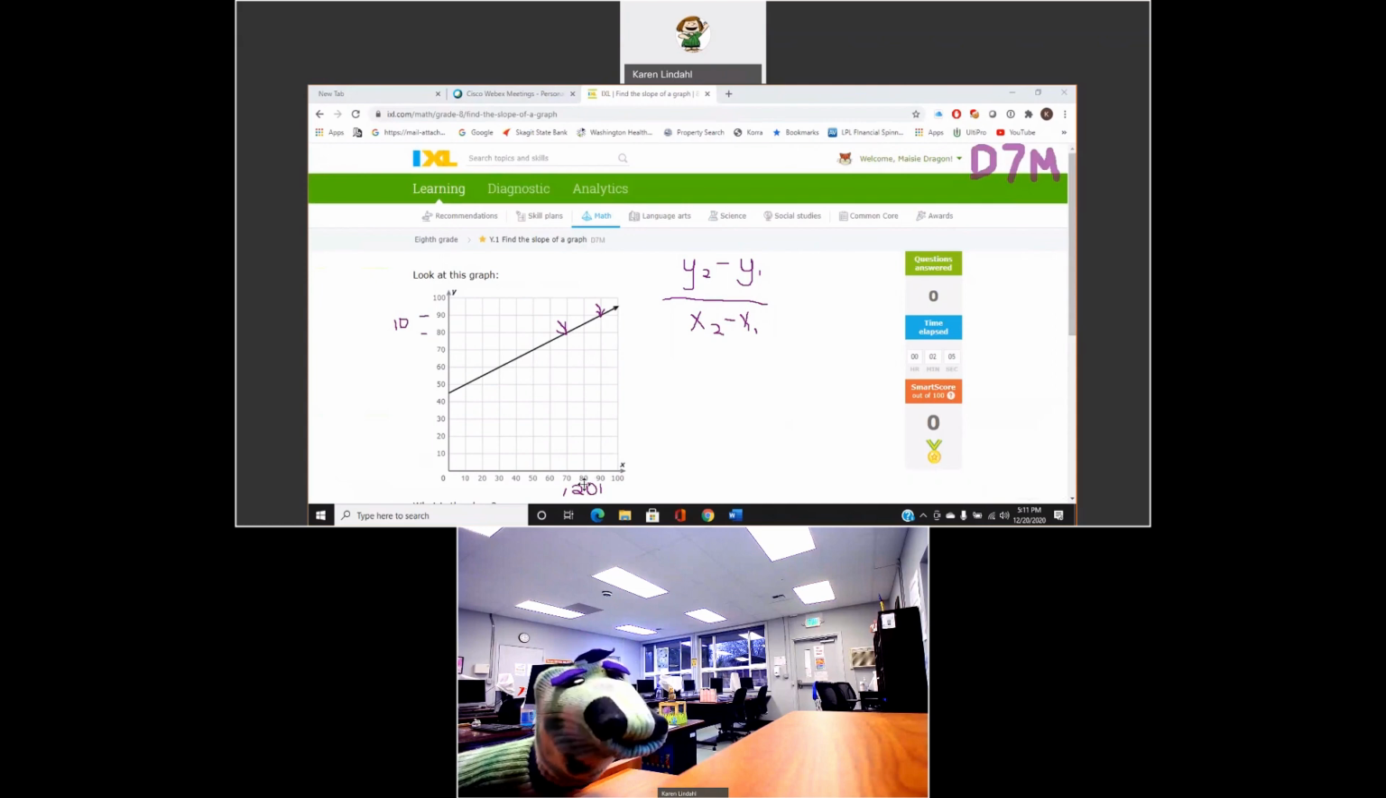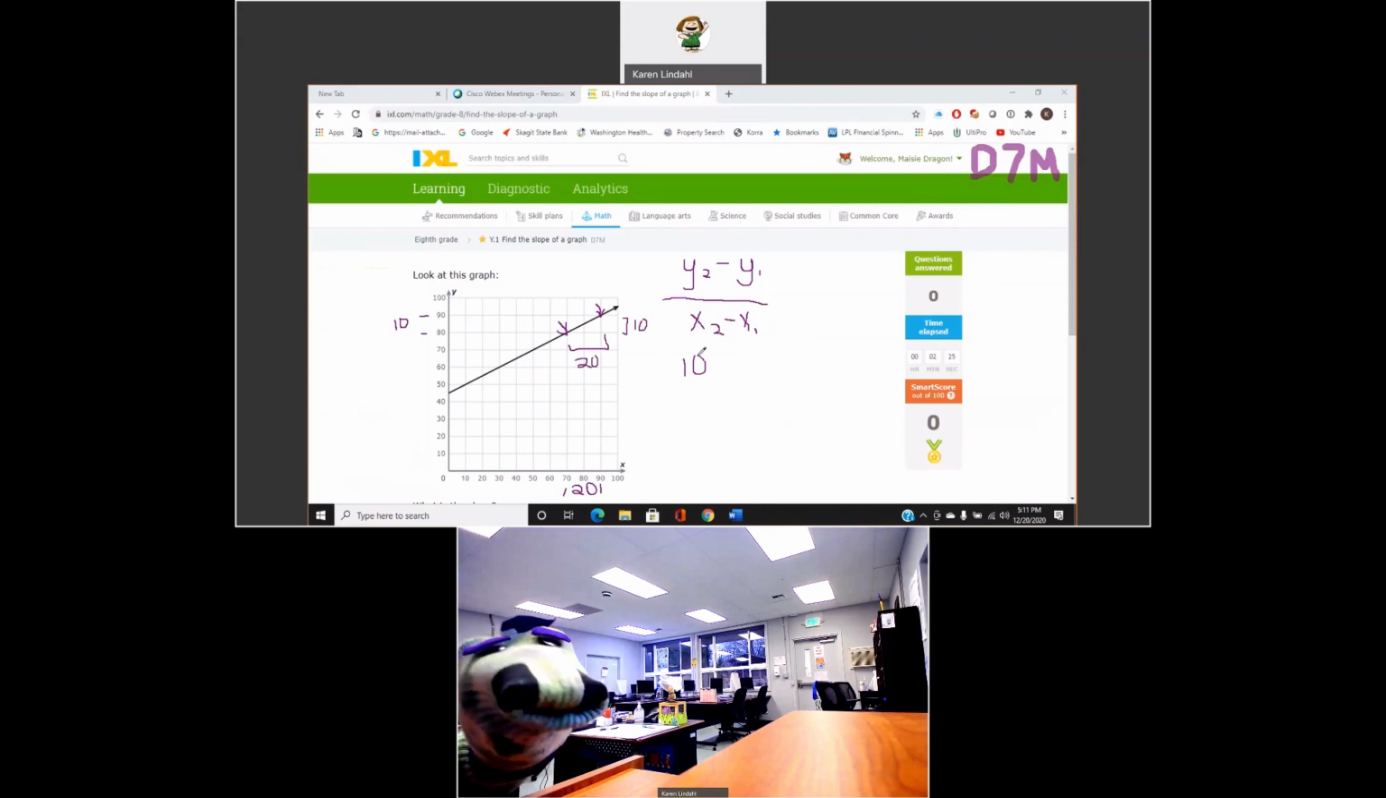But how does that translate from that really awful equation up there? Well, I'll show you. The difference is 10. That's the rise. And the run is 20. So if we were going to write it out, we would say 10 over 20. And that's the slope. That's all there is to it.